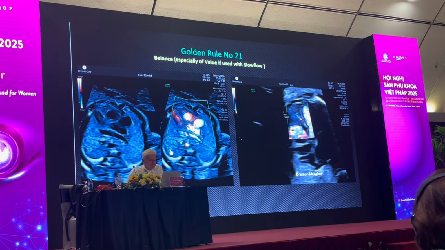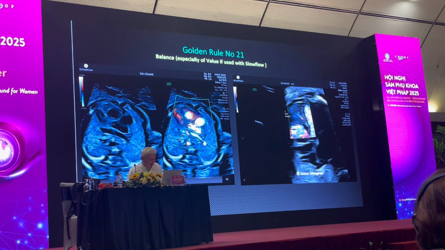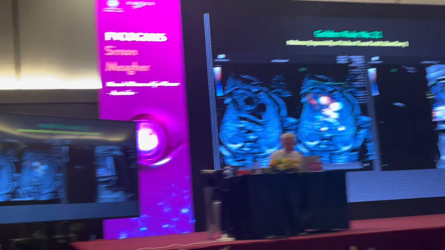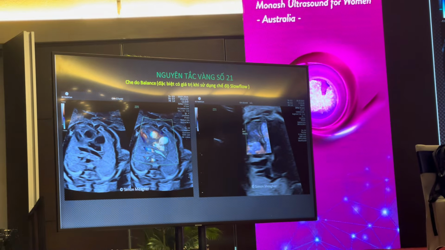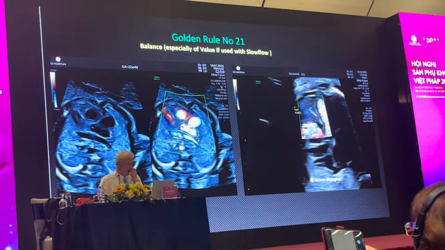Okay, that's it. I might go to the live scanning now, and then let's put those rules to the test. You can bring the patient in, and we'll start the live scanning.